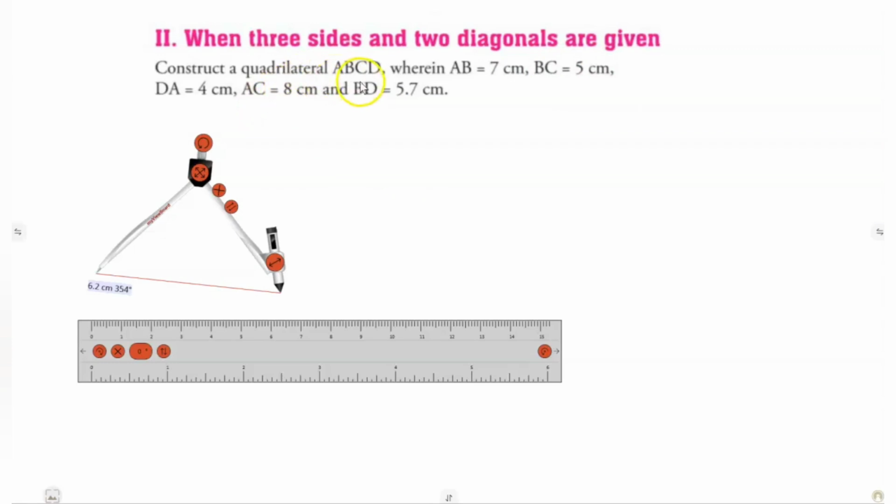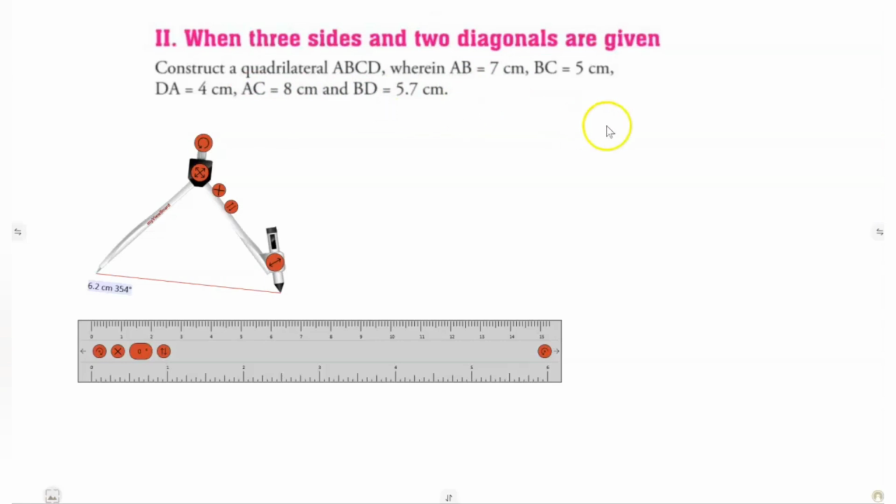Construct a quadrilateral ABCD wherein AB equal to 7 cm, BC 5 cm, DA 4 cm, AC 8 cm and BD 5.7 cm. First observe carefully out of these given measurements what are sides and what are diagonals. If the letters are adjacent letters like AB, BC, CD, DA, they are all sides. If the letters are skipped by a letter like AC, here B is skipped, like BD, here C is skipped, that means they are diagonals. If the letters are adjacent letters, they are sides. And if the letters are skipped by a letter in the middle, they are diagonals. Okay. Now let us start.